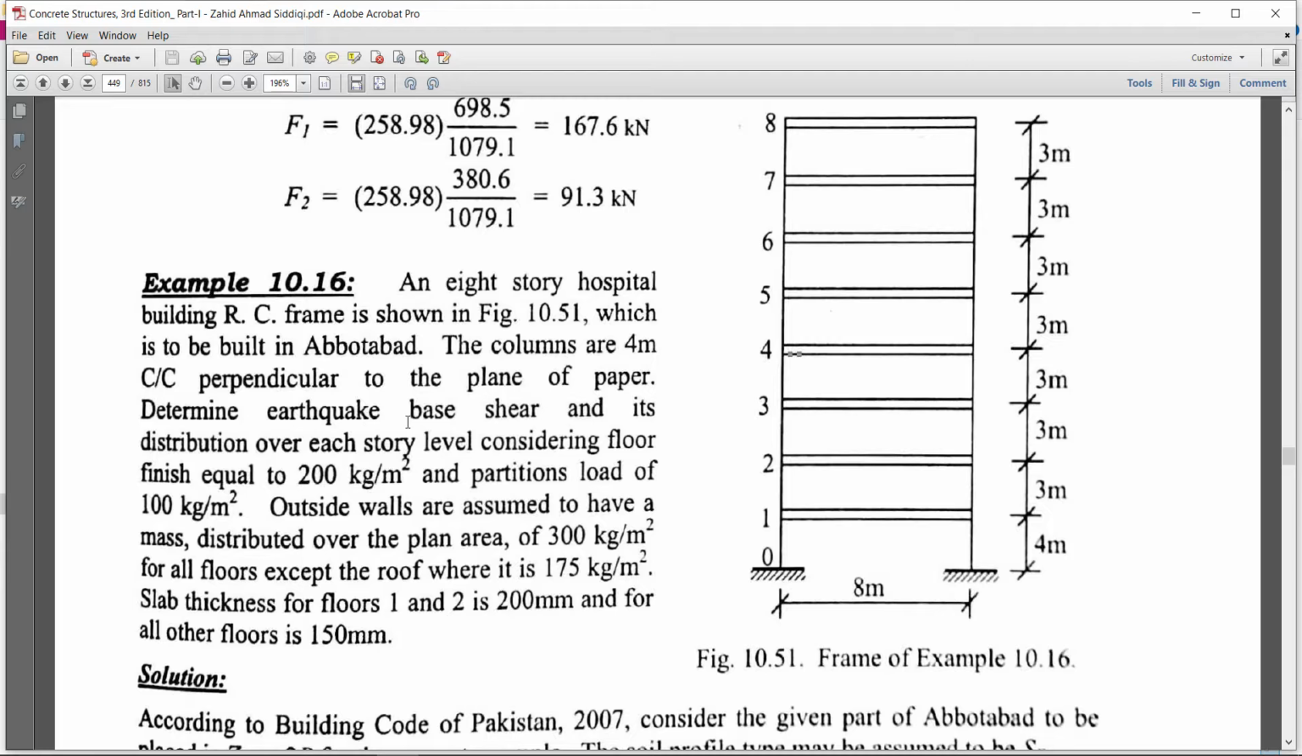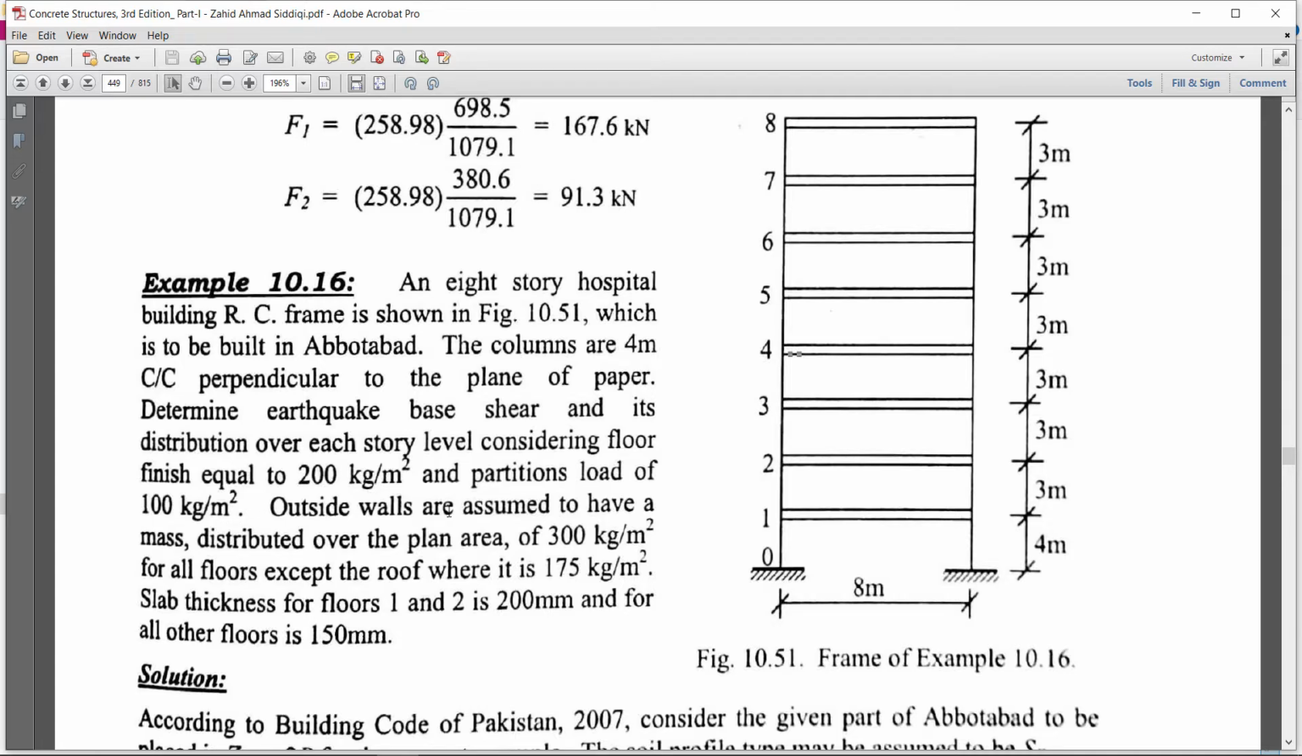Determine the earthquake base shear and its distribution over each story level, considering floor finish equal to 200 kg per meter square. Mean floor finish on each floor is 200 kg per meter square, and partition load of 100 kg per meter square.